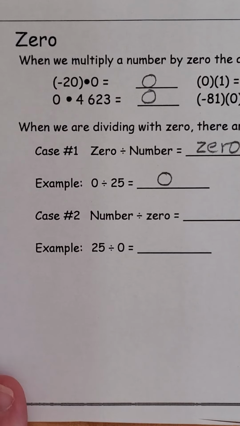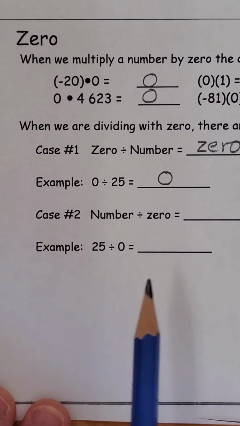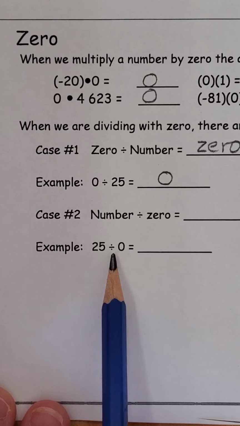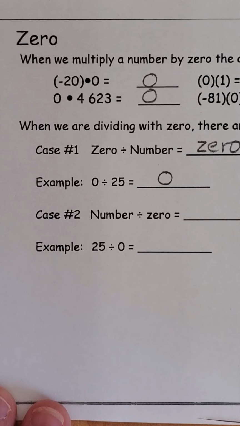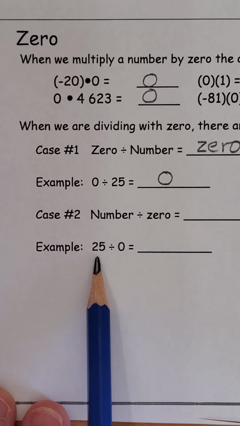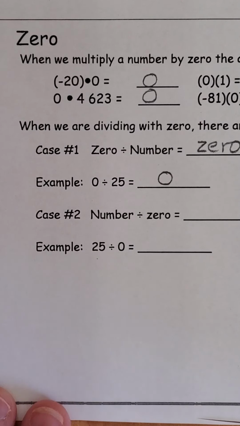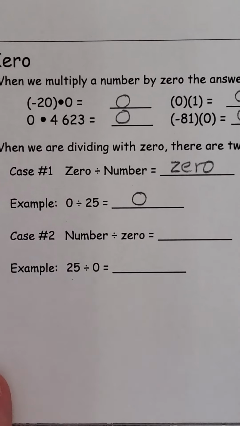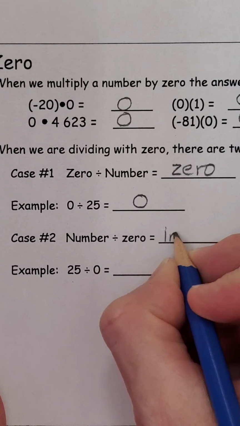However, when I have a number divided by 0, so now I've switched it, right? So what's 25 divided by 0? Well, some students will say 0. Some students will say 25. Well, let's think about this. If I have 25 pencils and I want to distribute them evenly amongst 0 people, how's that going to work? Not very well, right? So we cannot divide by 0.